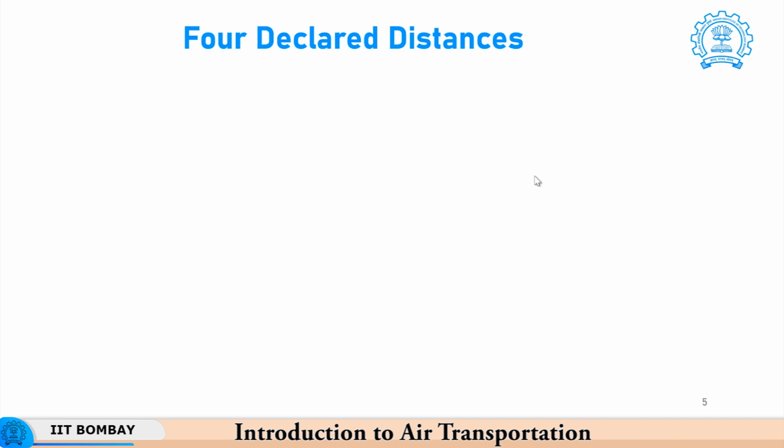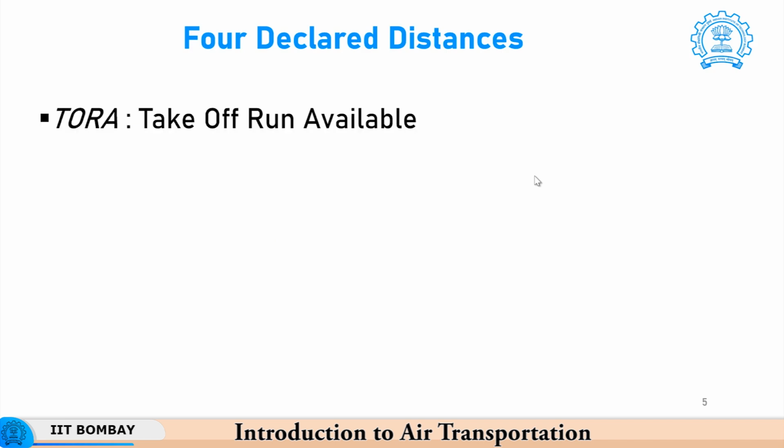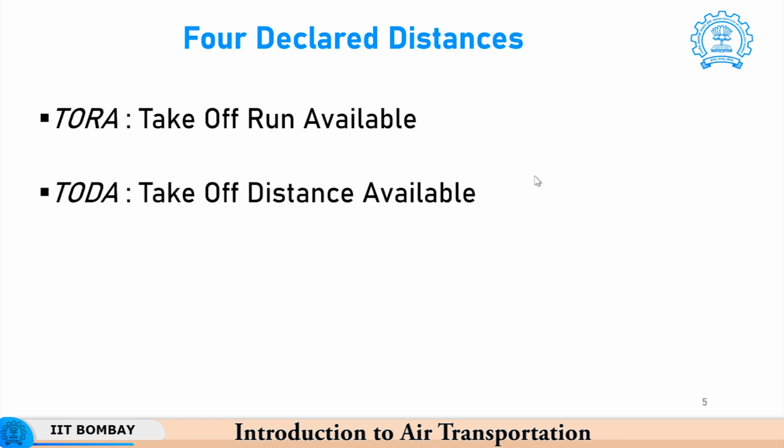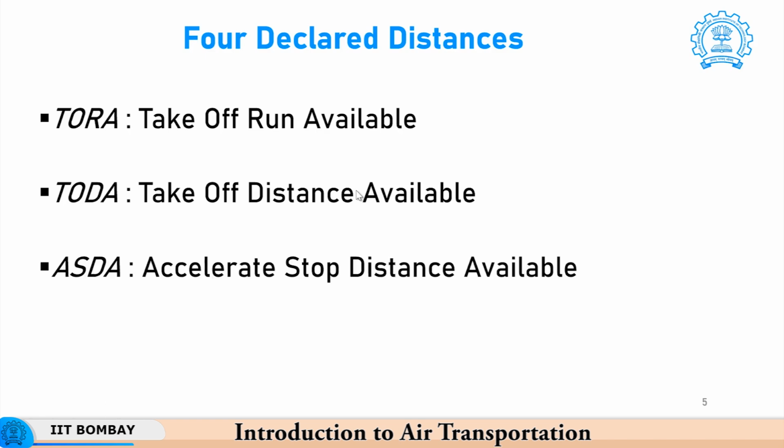So, there are basically 4 declared distances. The one is called TORA or the takeoff run available. The next is called TODA or the takeoff distance available. So, you can make out takeoff run available is the distance available on the ground from start to the point where the aircraft leaves the ground, and takeoff distance available is the distance from the start of the takeoff to the point where the obstacle height is cleared.